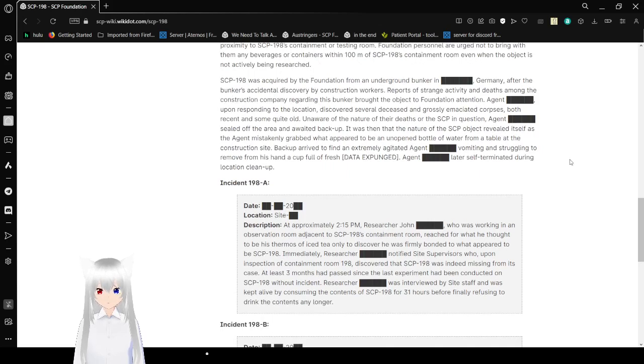SCP-198 was acquired by the Foundation from an underground bunker in [redacted], Germany, after the bunker's accidental discovery by construction workers. Reports of strange activity and deaths among the construction company regarding this bunker brought the object to Foundation attention. Agent [redacted], upon responding to the location, discovered several deceased and grossly emaciated corpses, both recent and some quite old. Unaware of the nature of their deaths or the SCP in question, Agent [redacted] sealed off the area and awaited backup. It was then that the nature of the SCP object revealed itself, as the agent mistakenly grabbed what appeared to be an unopened bottle of water from a table at the construction site.